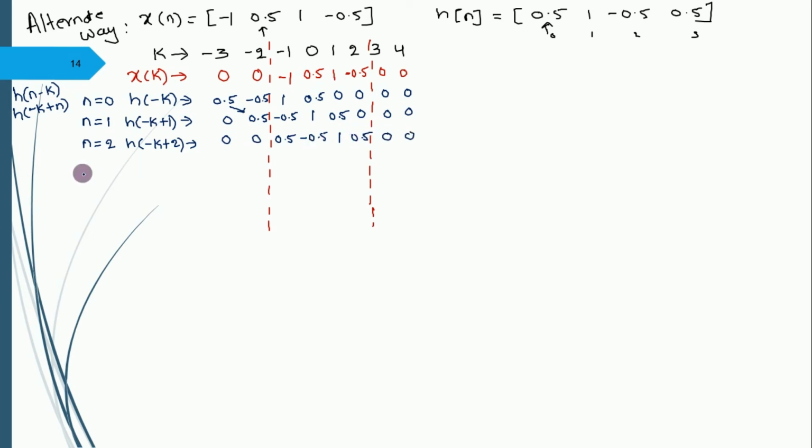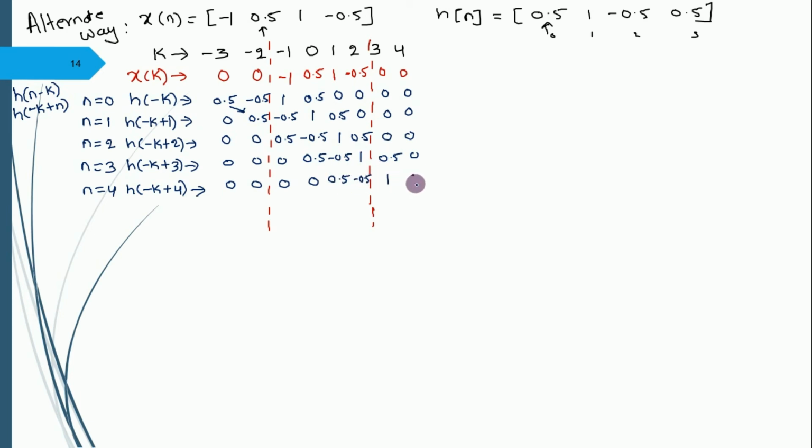0, 0. So similarly, n is equal to 3, h of minus k plus 3 will shift it 0, 0, 0. One more time. Take this one, shift one more time. This becomes 0.5, this becomes minus 0.5, this becomes 1, this becomes 0.5 and 0. So n is equal to 4 will result in h of minus k plus 4, 0, 0, 0, 0. This comes over here, this comes over here 0.5, this comes over minus 0.5, and this comes over 1, 0.